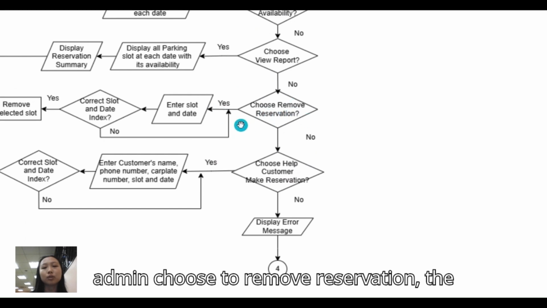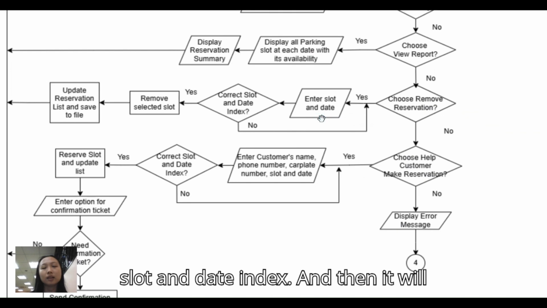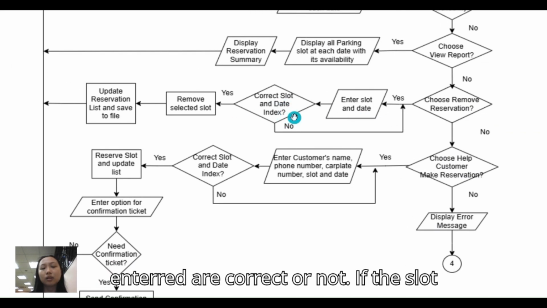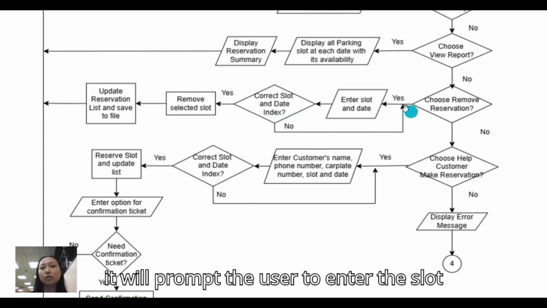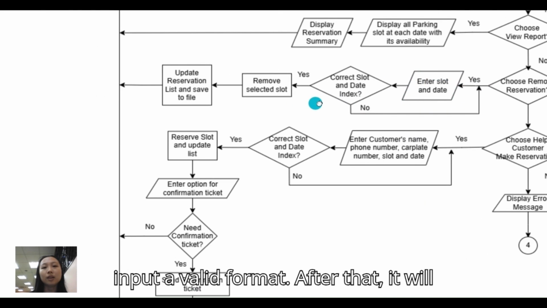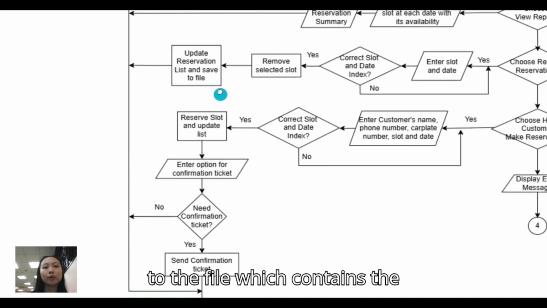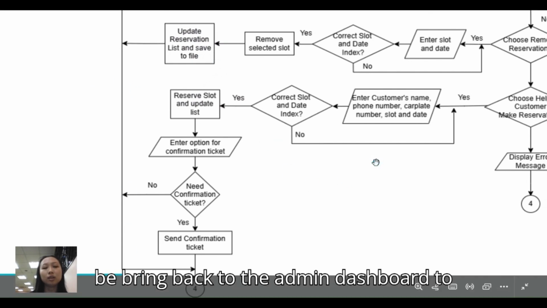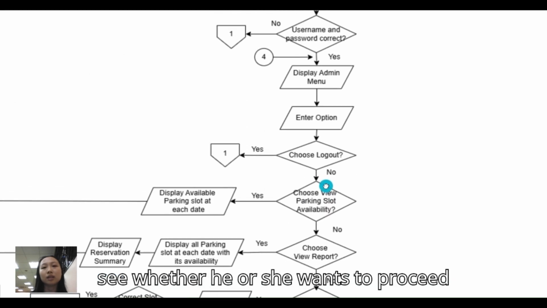Else if the admin chooses to remove reservation, the system will prompt the admin to enter the slot and that index. Then it will test whether the slot and that index entered are correct or not. If the slot and that index input are not correct, it will prompt the user to enter them again until the user inputs a valid format. After that, it will proceed to remove the selected slot, then update the reservation list and save it to the file which contains the reservation report. Then the admin will be brought back to the admin dashboard to see whether he or she wants to proceed with another function or not.